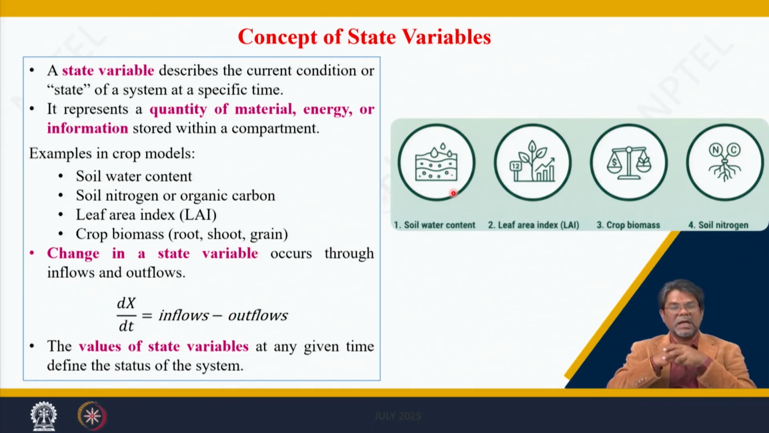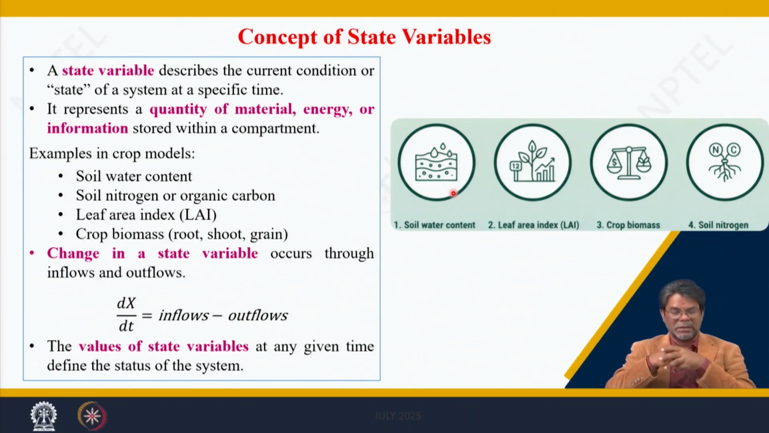Soil nitrogen and organic carbon are also state variables. Nitrogen is very dynamic. Soil nitrogen changes over time because of crop uptake, leaching loss of nutrients, volatilization loss, and runoff loss of nitrogen. So, soil nitrogen content changes over time, and this is also a state variable used in crop models.